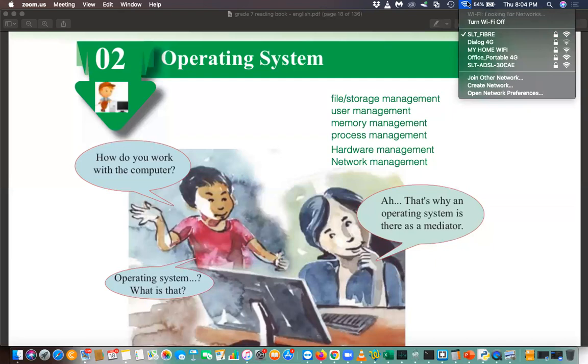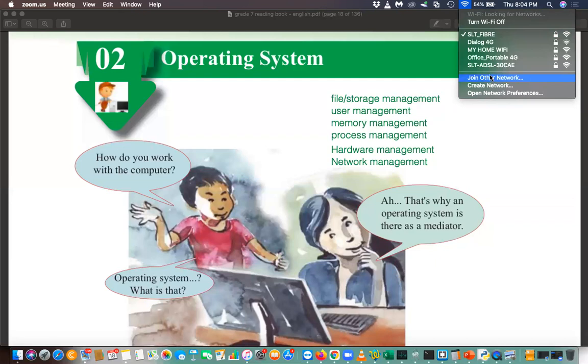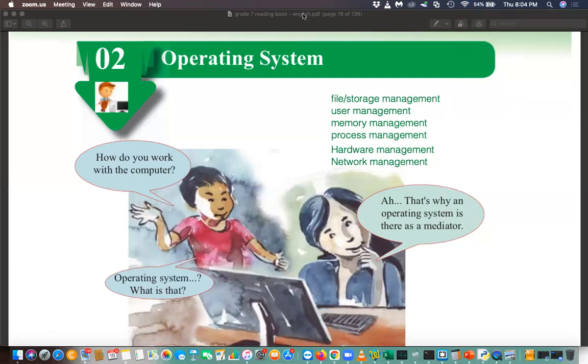Sir, isn't the Wi-Fi connected to the PC? Wi-Fi can be connected to a PC, laptop, mobile phone, anything. Right? Yeah. Now you can see many such things. And you can also create your own Wi-Fi, right?